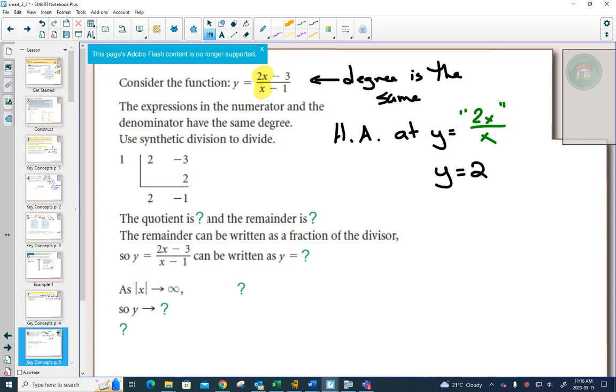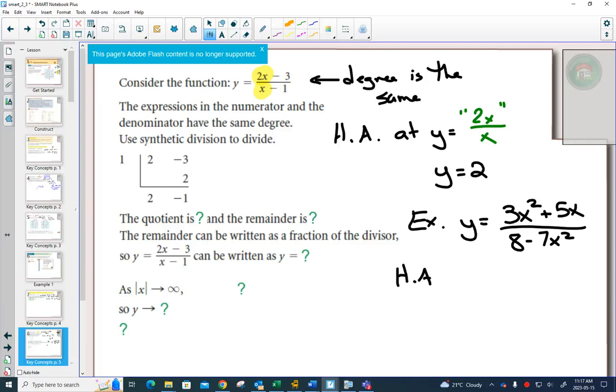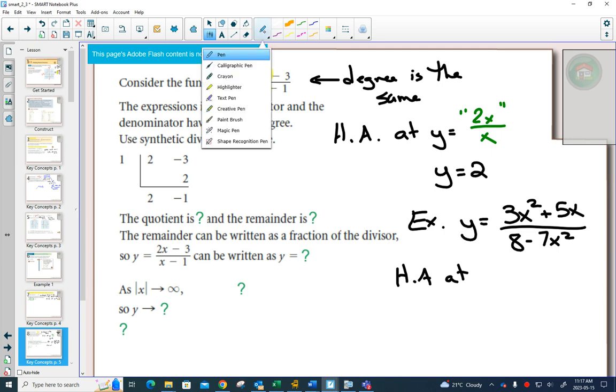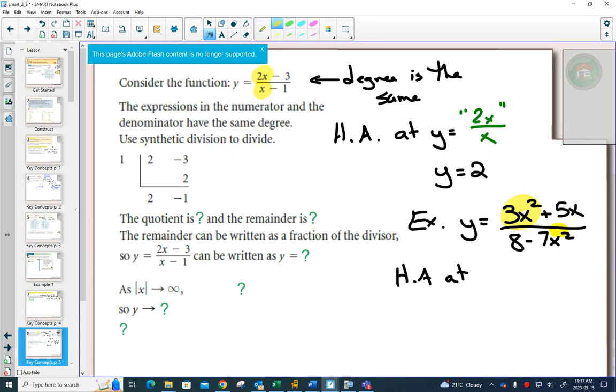If I did another example, say with a parabola, you see that I have an x squared on the top and an x squared on the bottom. This one will have a horizontal asymptote at, I can ignore everything but the x squared. I'll put it in quotation marks again.